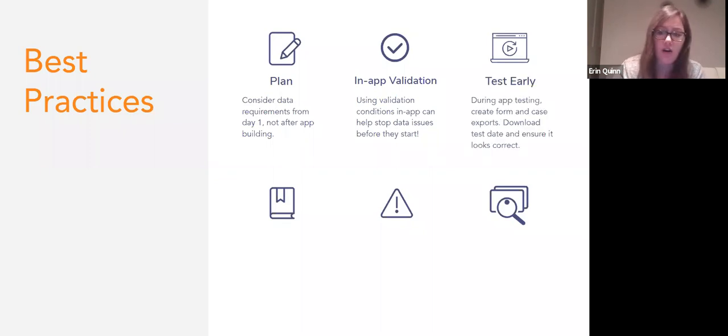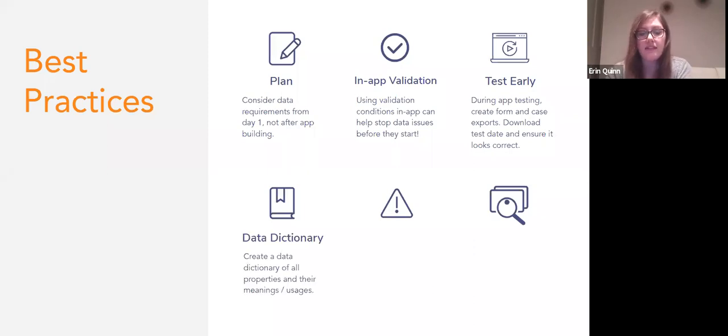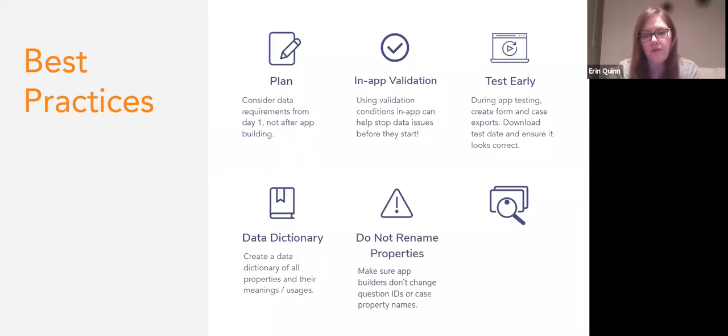Test early, test often. As you are building your application, take form and case downloads. Look at what it looks like. Does it look like the values you expect? Are you seeing ones and zeros? Are you seeing yeses and nos? Is that how your data analyzer is going to want to see it? Make sure that you're just familiar with that as you app build. Consider using a data dictionary so that you know what all of your case properties correspond to or what all your form properties correspond to.